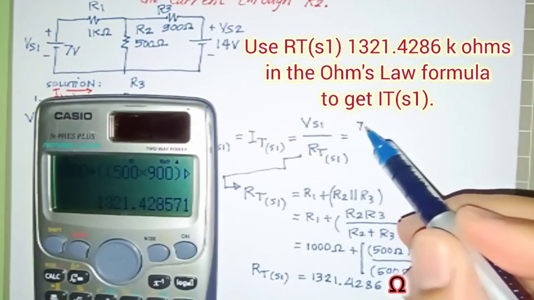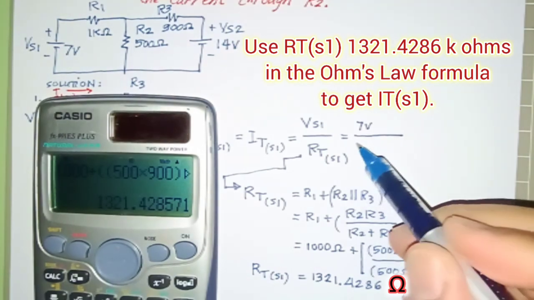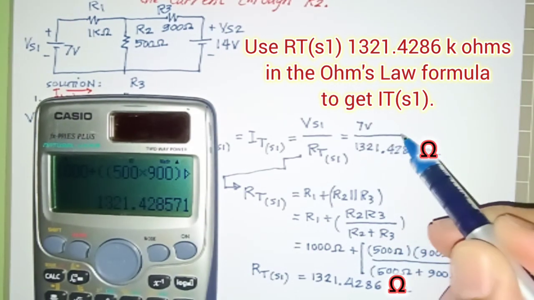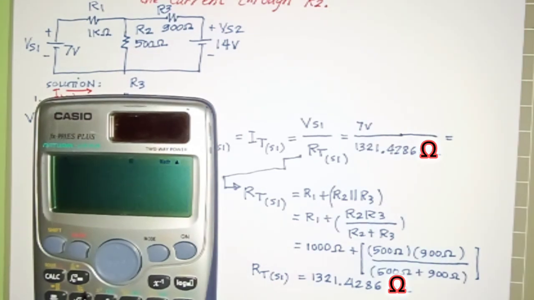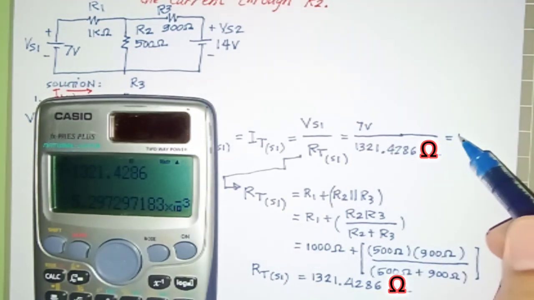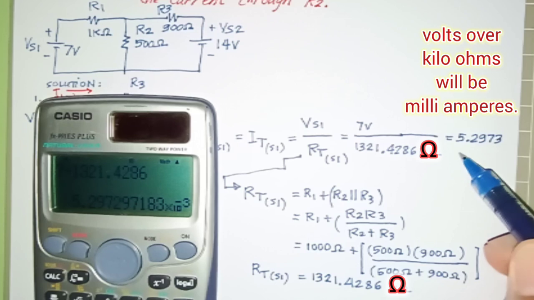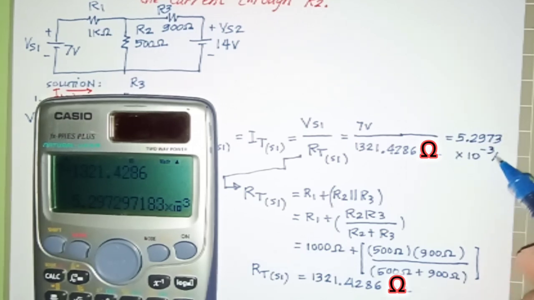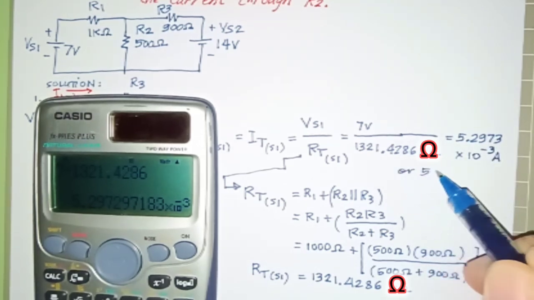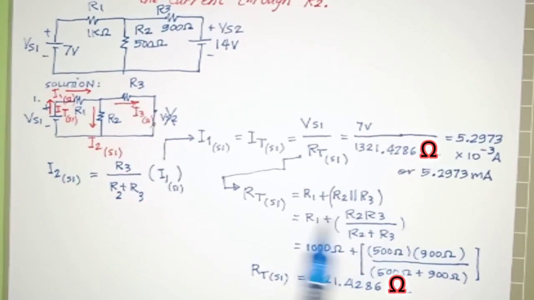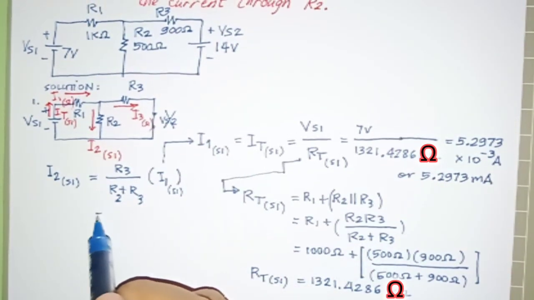So let's write it over here. Now we can use the R total to get the ITS1, which is 7 volts for VS1 divided by the 1321.4286 ohms. We will be getting the answer in amperes. Remember that volts over kilo ohms will be milliamperes if we have kilo ohms, but if it is volt over ohms, it will be ampere.